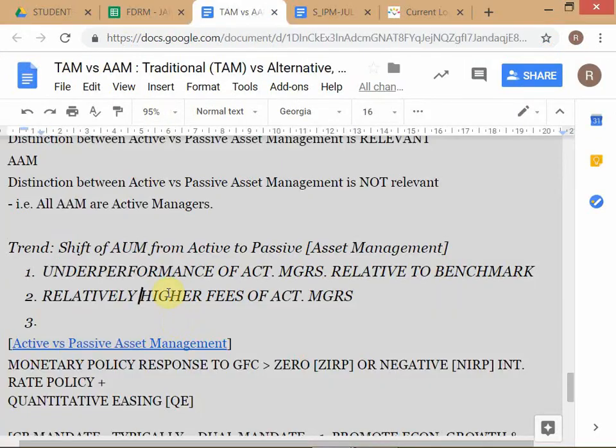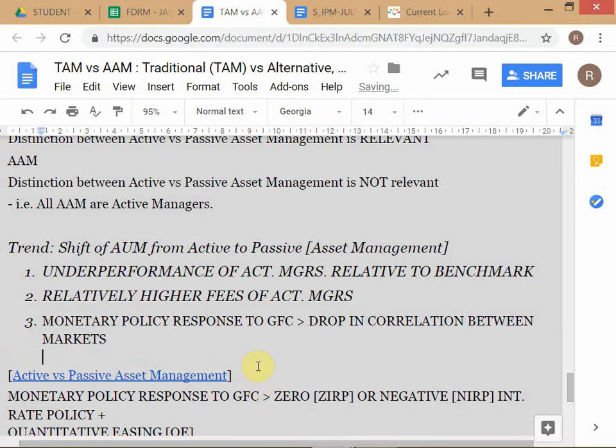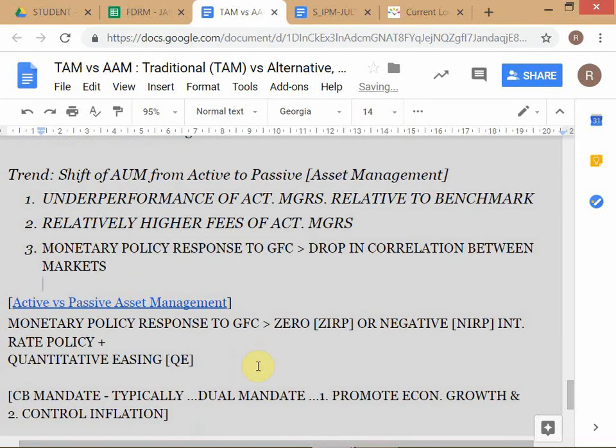That's one. Second is the other important point, the more complex point which we discussed, which is that the monetary policy response to the GFC, which we discussed in detail yesterday, has led to a drop in correlation between assets. Let's call it between markets. So the drop in correlation has happened, and this is a more important point which I discussed yesterday, which may be a little complicated. You understood the monetary policy response to the GFC which we discussed yesterday.